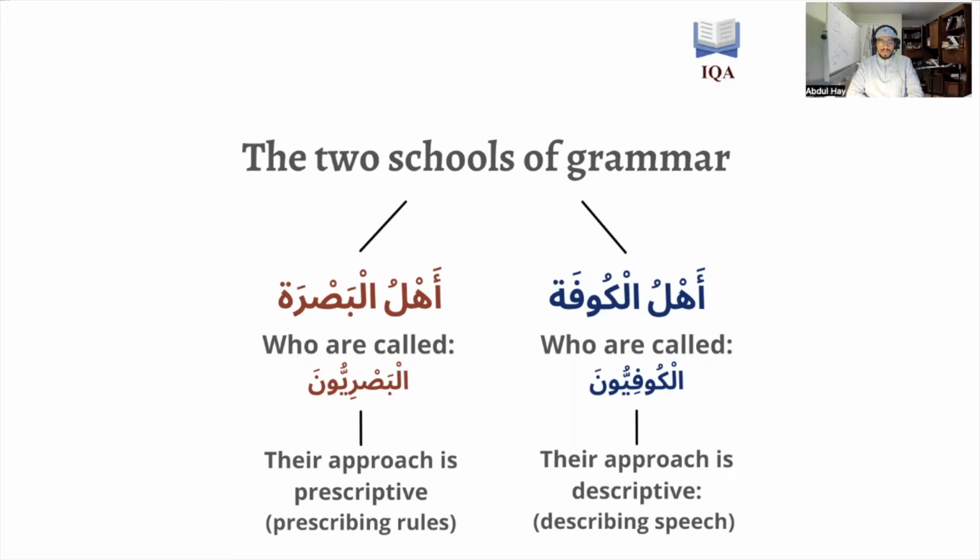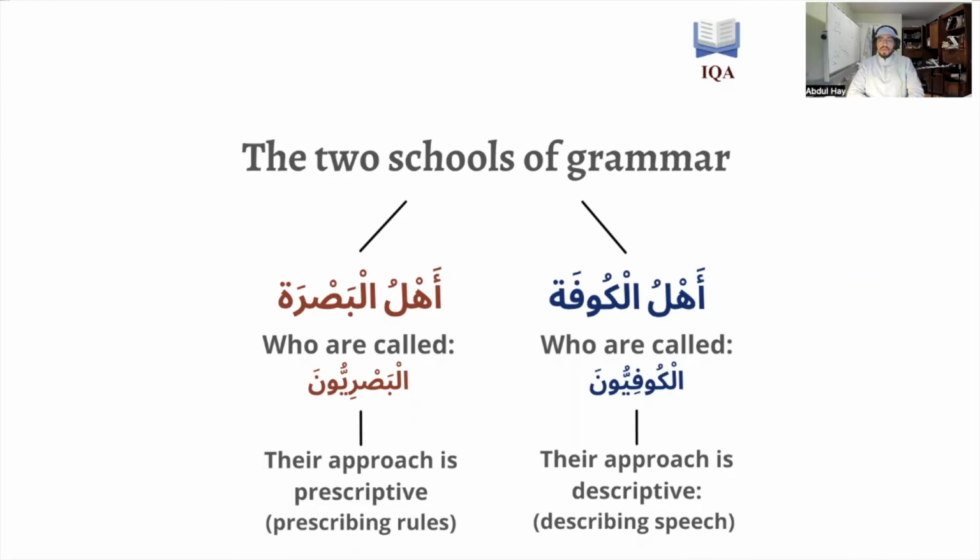Alhamdulillah. In this video, we're going to be speaking about the two different schools of grammar in the Arabic language. A lot of people are quite surprised to learn that there are actually two different schools of grammar in the Arabic language, just like there are four different schools of jurisprudence. So the two different schools of grammar is what we're going to be speaking about in this video.